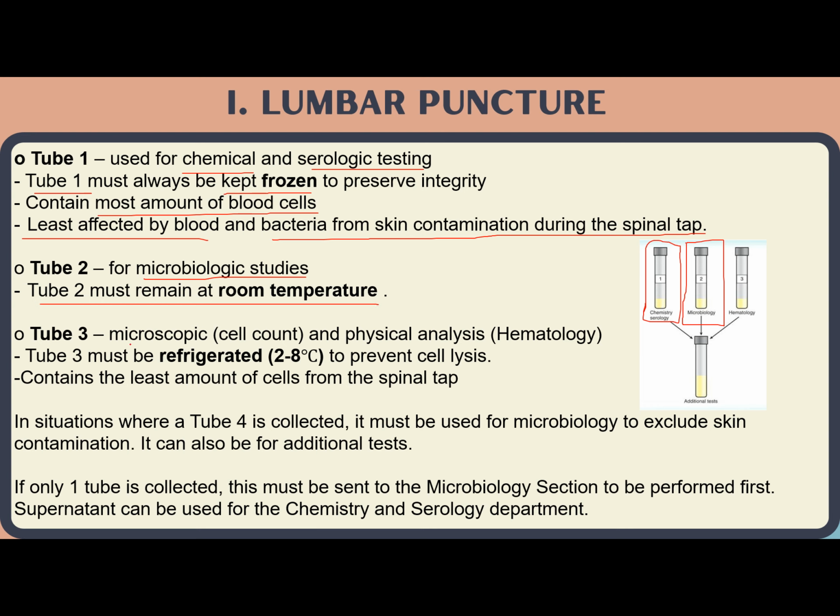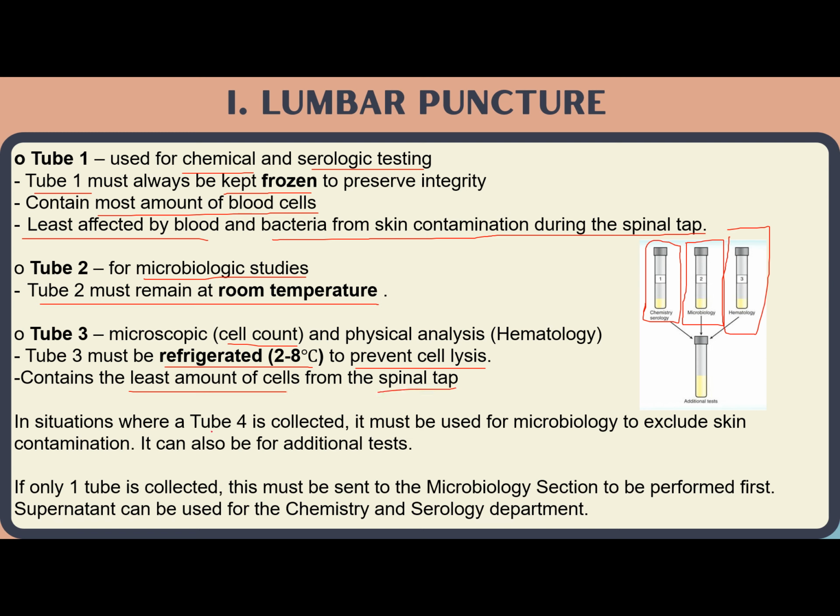Then we have your tube 3, which is for microscopic or cell count. Now, when we talk about cell count, we're talking about hematology. So, tube 3, class, is for hematology. Tube 3 must be refrigerated at 2 to 8 degrees centigrade to prevent cell lysis. It contains the least amount of cells from a spinal tap.